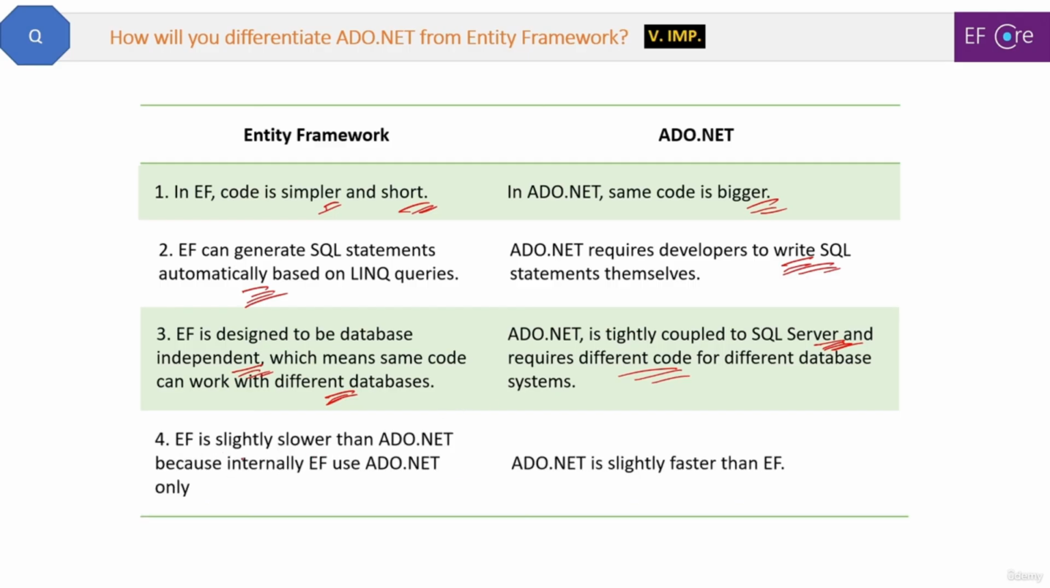The next difference is Entity Framework is slightly slower than ADO.NET because internally Entity Framework uses ADO.NET only. Therefore, ADO.NET is slightly faster than Entity Framework, because Entity Framework is like a wrapper, right? And if you write the ADO.NET code very perfectly, then it might be slightly better in performance than Entity Framework. So the first three are advantages of Entity Framework, but the last one is the advantage of ADO.NET.